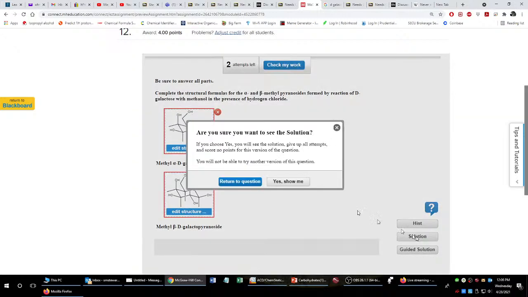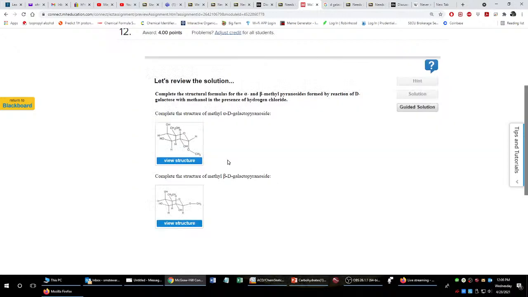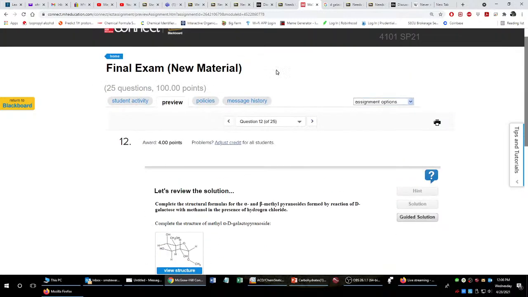What's the solution? Oh, wow. Yeah, we're just going to get rid of question 12. Oh, that was disappearing from the homework sets. Next one, question 17.